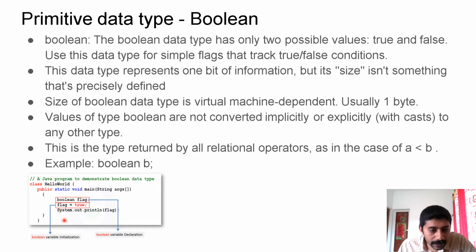Example, here you can see an example. You have created a Boolean flag. Data type is Boolean, variable name is flag. So in this flag, I can store true. I am not storing 0 or 1. I have to store true or false. So if you try to print this value flag, it will be printed like true.